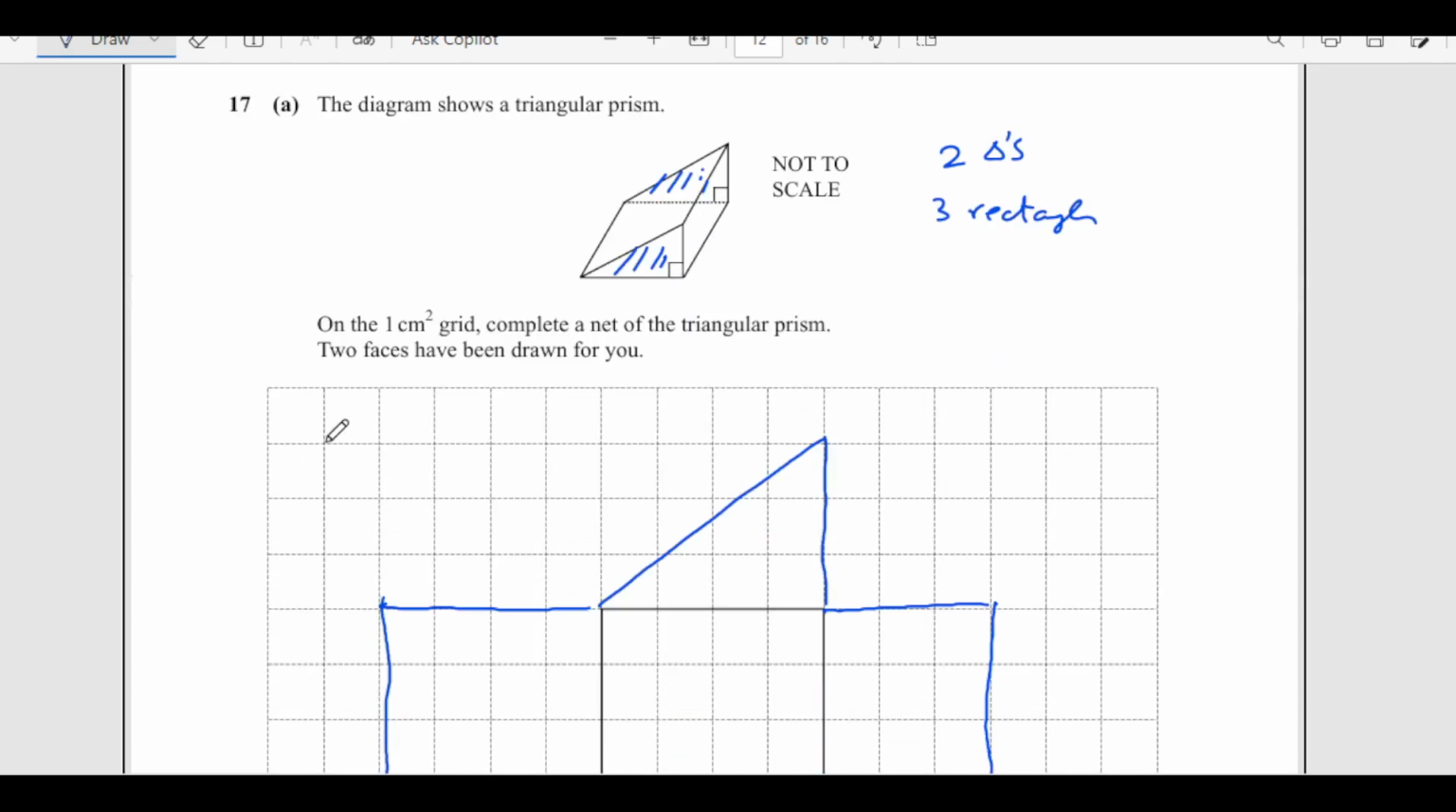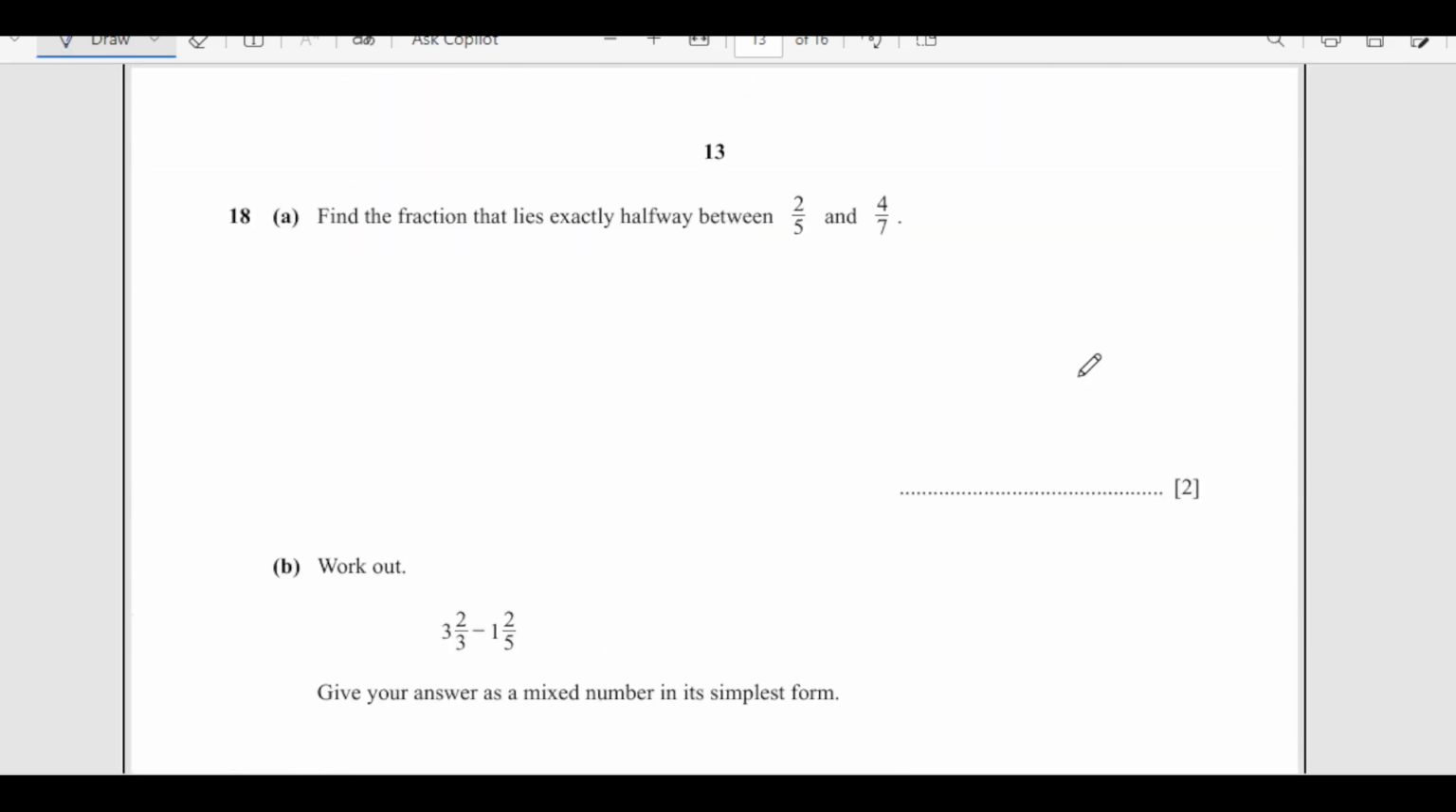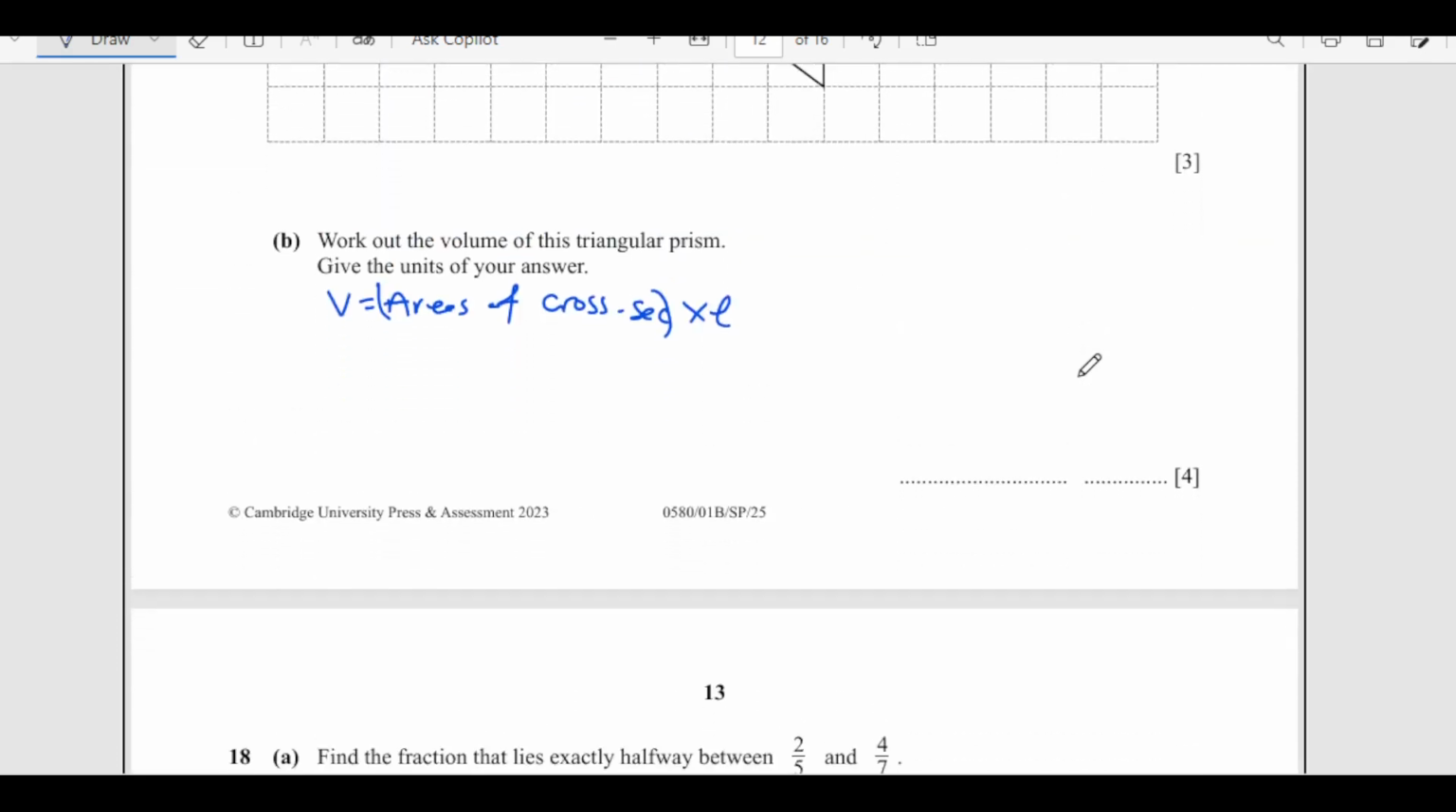two parallel faces which are the same. So as you can see, we have these two parallel triangles. So here the cross section is a triangle, and the area of the triangle, as you know, is half times base times height, and base is 4, height is 3, times length. Length is 6. So this is area of cross section times 6.